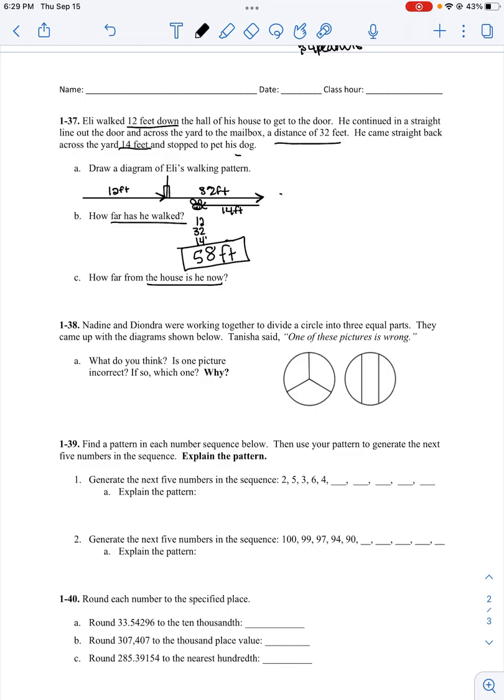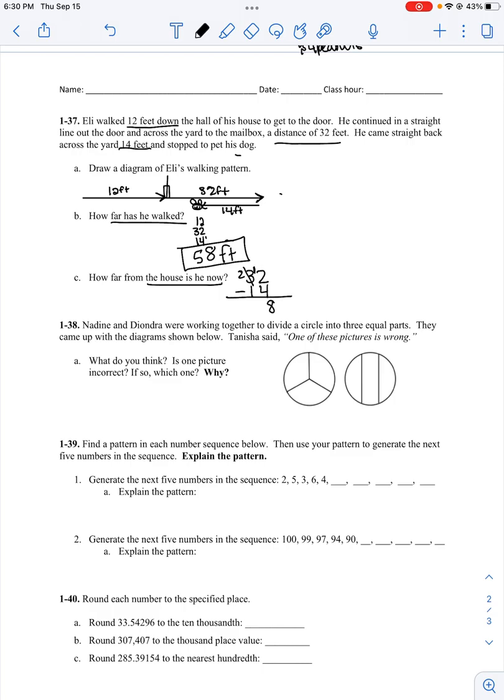Well, if he walked 32 feet one direction and then walked backwards towards the house 14 feet, I could take 32 and subtract the 14 that he walked back towards the house. 2 minus 4, I cannot do that. I need to borrow from my 3. My 30 turns to 20, and my 2 turns into a 12. So I have 12 ones and 20 tens.